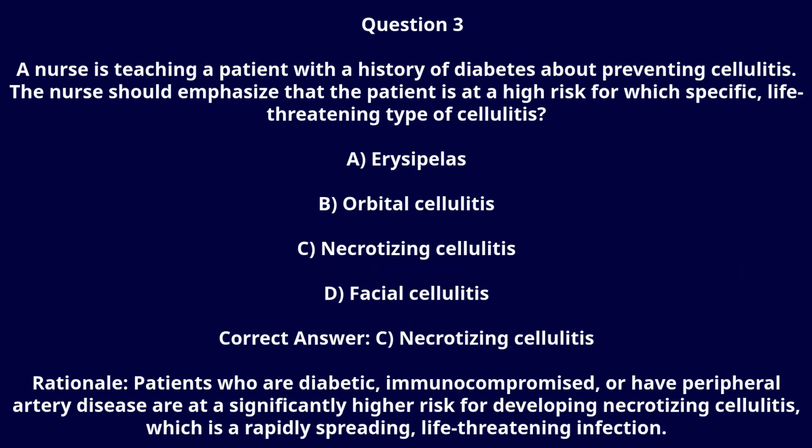Question 3. A nurse is teaching a patient with a history of diabetes about preventing cellulitis. The nurse should emphasize that the patient is at a high risk for which specific life-threatening type of cellulitis? A. Erysipelas. B. Orbital cellulitis. C. Necrotizing cellulitis. D. Facial cellulitis. The correct answer C. Necrotizing cellulitis. Rationale. Patients who are diabetic, immunocompromised, or have peripheral artery disease are at a significantly higher risk for developing necrotizing cellulitis, which is a rapidly spreading, life-threatening infection.